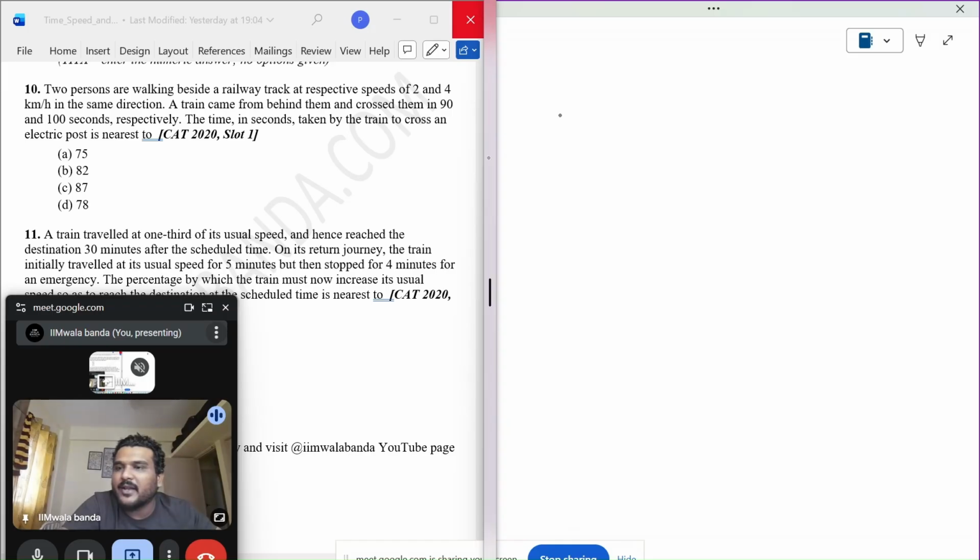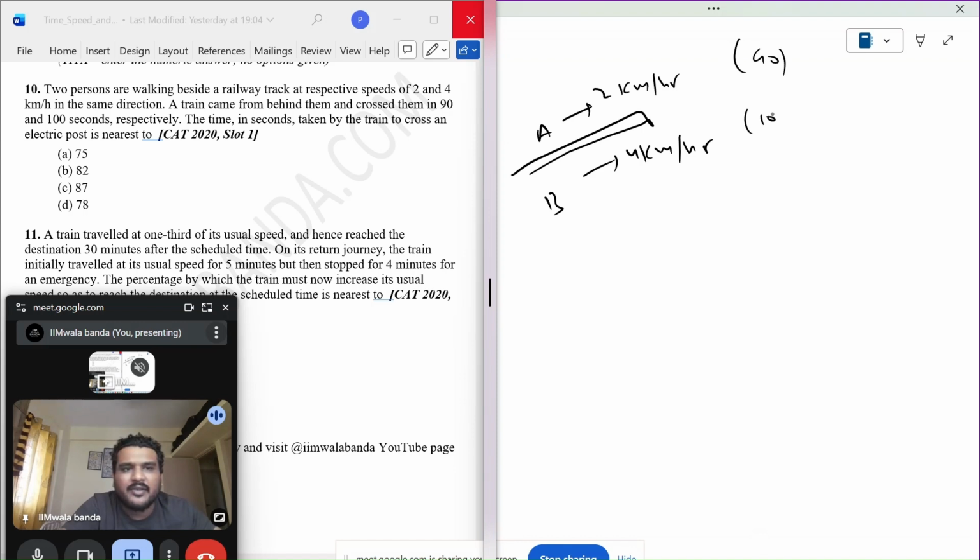Let's go to question number 10. Two persons are walking beside a railway track at speeds of 2 kilometer per hour, respective speeds, sorry, and 4 kilometer per hour. There is person A, person B. A train came from behind them and crossed them in 90 and 100 seconds. So there was a train and it crossed them in 90 and 100 seconds respectively. The time taken by the train to cross an electric pole, basically its own length, we need to find the train's length. So basic, very simple question.